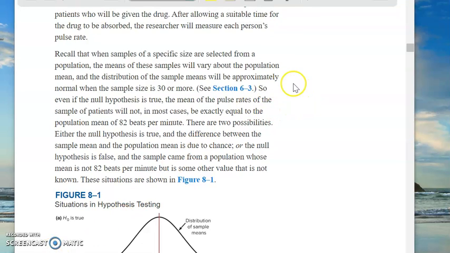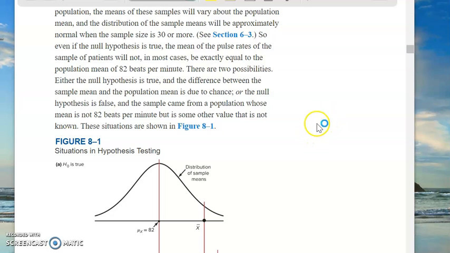Okay, now this next paragraph here is very significant. In my printed book, I made some notes here and I highlighted it. I want you to read this very, very carefully, okay? When you're taking samples of a specific size from a population, the means of those samples, those X bars, they are a random variable. This is the central limit theorem. And they will vary about the population mean, right? We learned that in the central limit theorem section. That was section 6-3. The distribution of those X bars will be approximately normal if the sample size is 30 or more, okay?